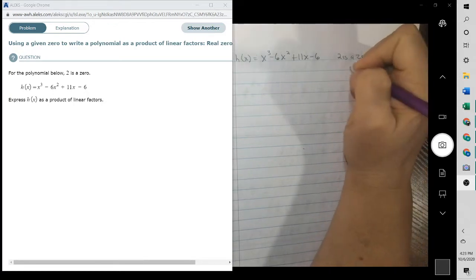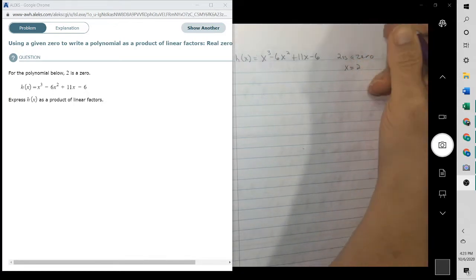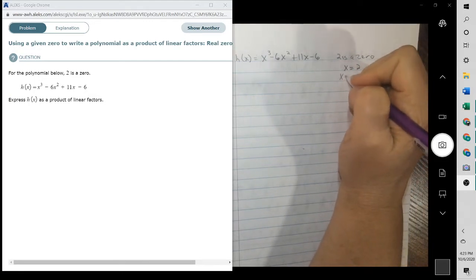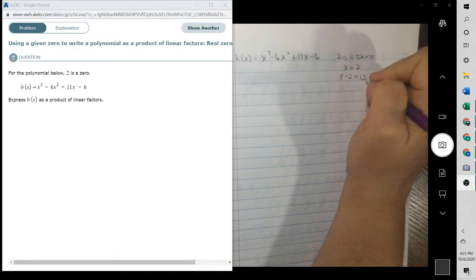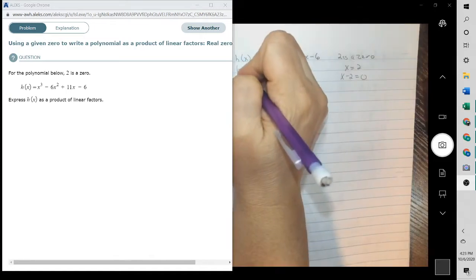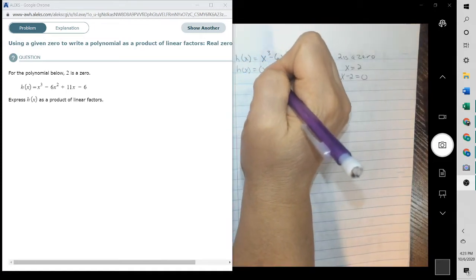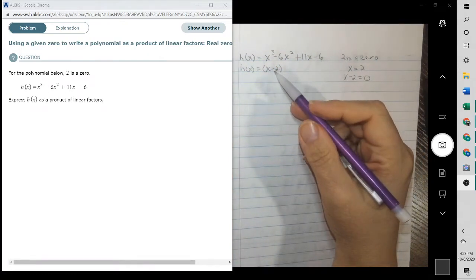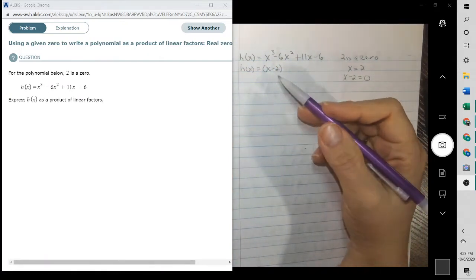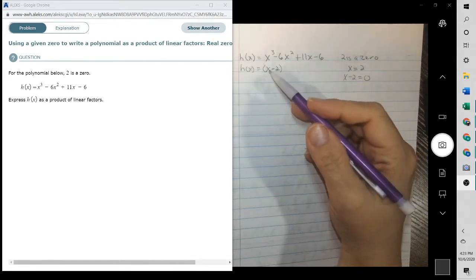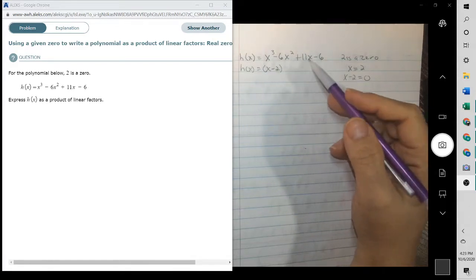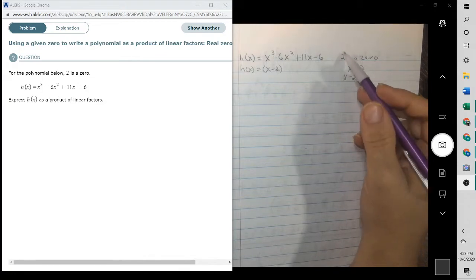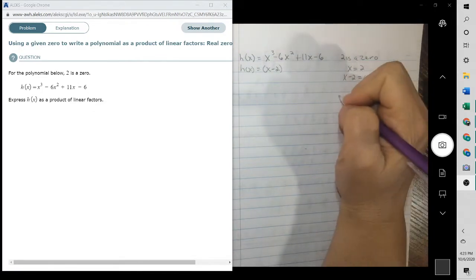If 2 is a 0, to get the factor, you get it set equal to 0. The factor would be then x minus 2. So we know that x minus 2 is a factor. Now you can use long division and use x minus 2 and divide it into this, or you can use synthetic division and use the 0. I'm going to use synthetic division.